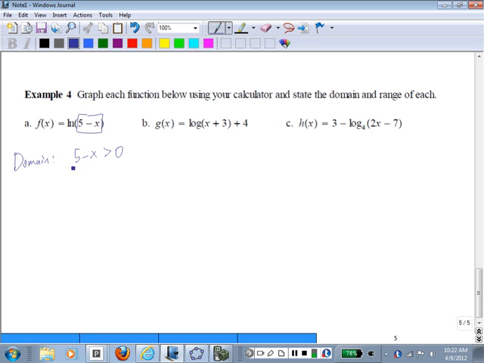Solve the inequality. Subtract 5, subtract 5. Negative x is greater than negative 5. And then, careful, when we divide both sides by negative 1, what happens? Flip the sign. Make it less than. x is less than 5. So a number like 4 would make the argument positive. 5 minus 4 is positive. 3 would be okay. 5 minus 3 is a positive number. 6 would not be good. 5 minus 6 is negative 1, and we're not taking the log of negative 1. So x has to be less than 5, so the domain is negative infinity to 5.